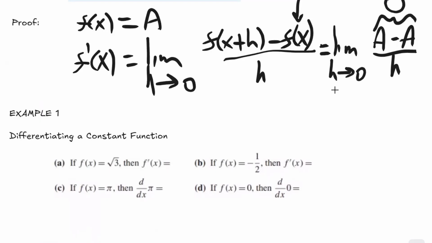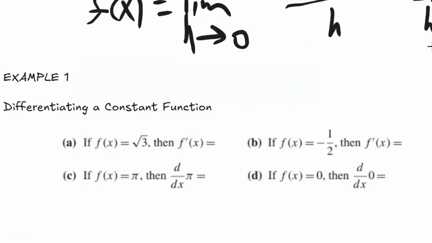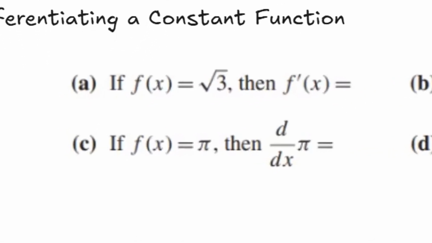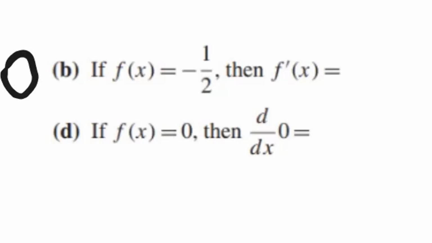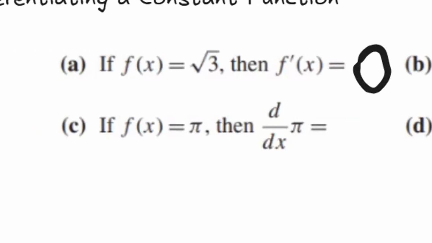Now, if we look at a couple examples here, if we want to differentiate these constant functions, notice all of these are constants. So part A, if f of x is the square root of 3, f prime is equal to 0. Part B, if f of x equals negative 1/2, f prime is 0. Even irrational numbers like pi. Pi is a number, not a variable. The derivative of pi is 0.